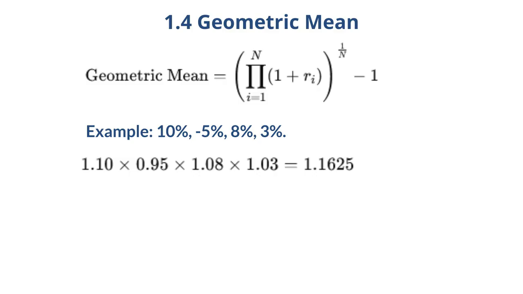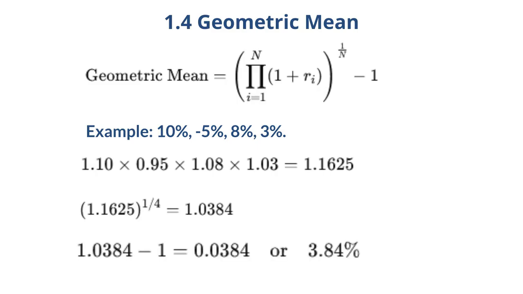Step 4. Take the fourth root, since there are 4 data points, to find the geometric mean. 1.1625 raised to the power of 1/4 equals 1.0384. Step 5. Subtract 1 and convert back to percentage form. 1.0384 minus 1 equals 0.0384, or 3.84%. Thus, the geometric mean return is 3.84%.